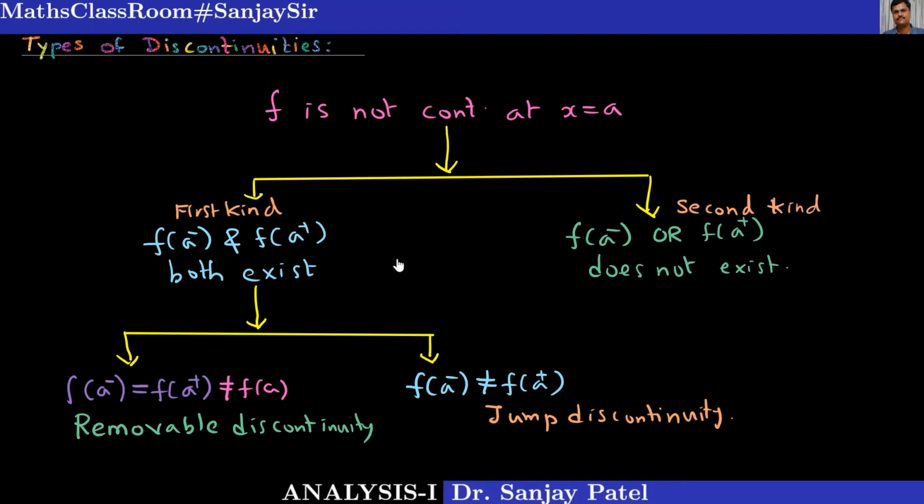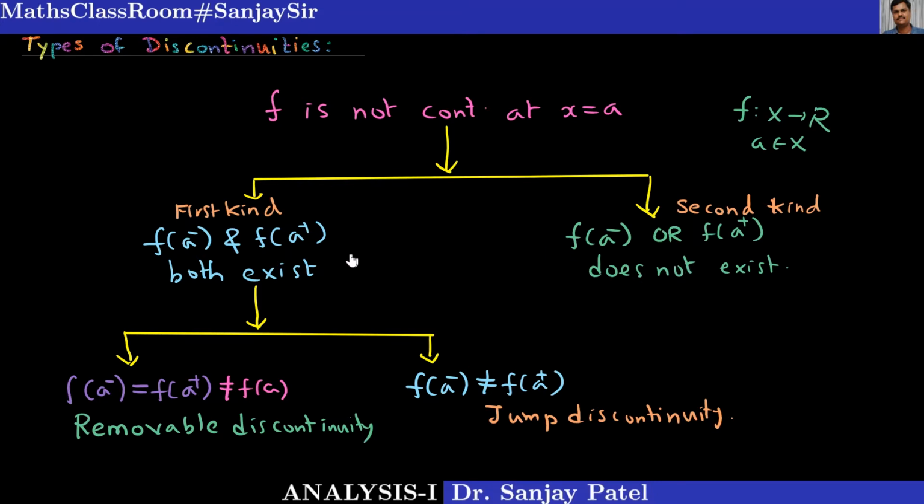So what are these definitions? Let us recall in short from this diagram. If f is a function from X to R and a belongs to the domain, if f(a+) or f(a-) or both do not exist, then f is said to have the second kind of discontinuity.